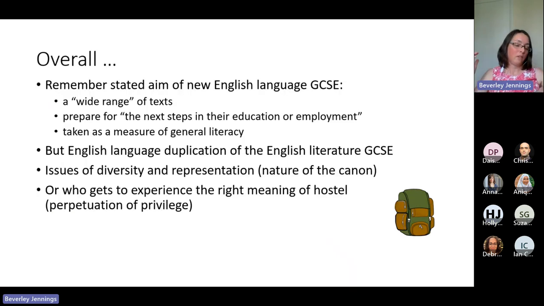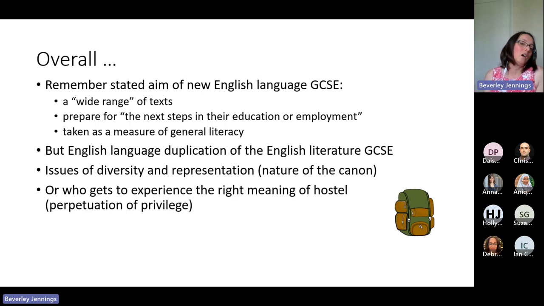So overall, just to sum up everything I've said so far, the stated aim of that new English language GCSE, that was thought up in 2013 and then came in and started to be taught in 2015, was that students would have to read a wide range of texts. And I think what my research has shown is that what is in the exam doesn't depend on their reading of a wide range of texts. It is very much centred on older literary fiction. It's meant to prepare them for the next steps in their education and employment. But actually, it doesn't match all the other subjects' reading very much at all, does it? So it's not matching what they might go on to read in more specialist areas.